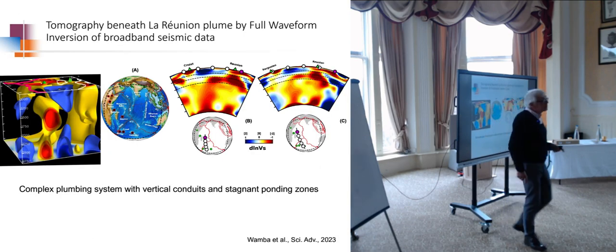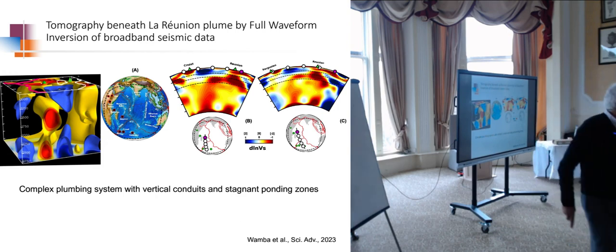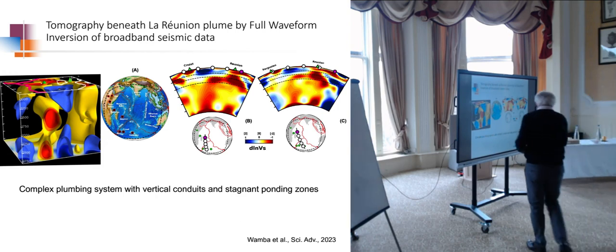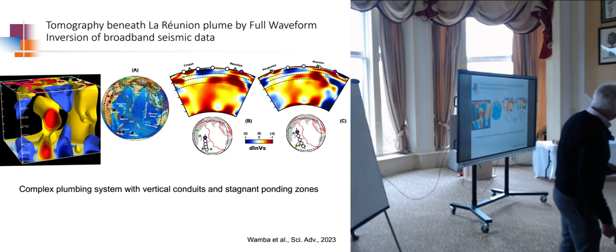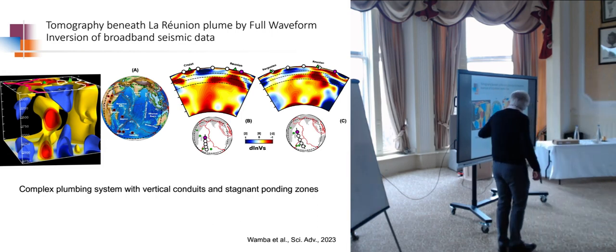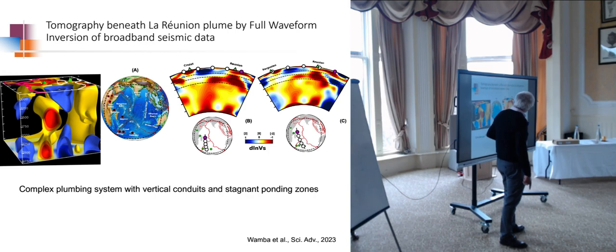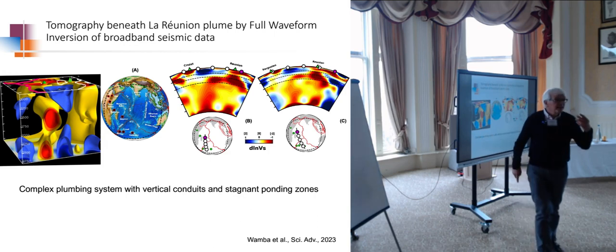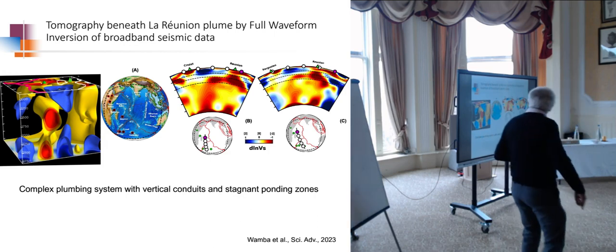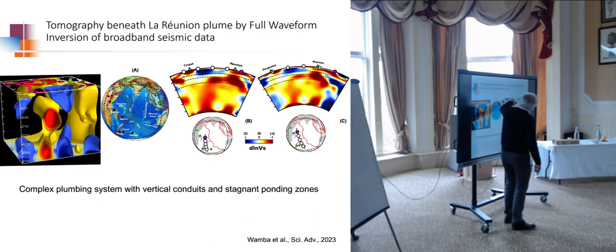I wanted to show a recent result we got by using full waveform inversion, by my student Mathurin Wamba. He came many times to several ITN workshops. What we did, we used the OBS data in La Réunion Island, and also other permanent stations all around. And by using joint inversion of surface waves, body waves, and normal modes, we derived a tomographic model below some hotspot in the Indian Ocean, from the surface down to the core mantle boundary at 2,900 kilometers.